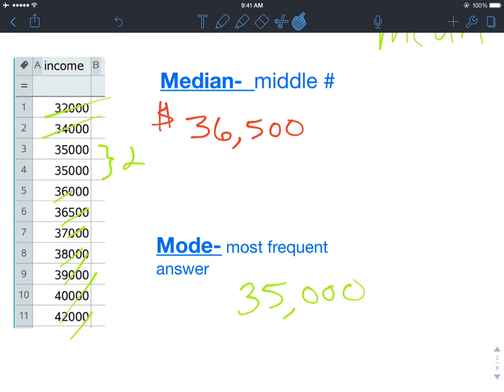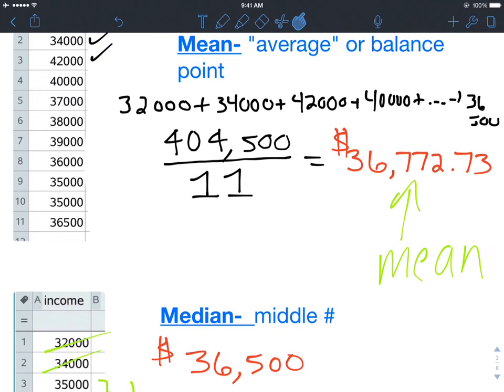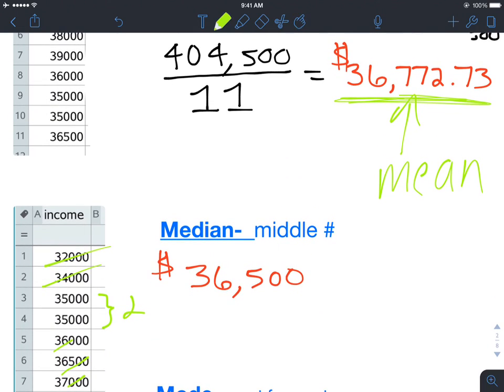So if I'm a newspaper reporter and I want to report, I could use the mean or the median here. Why? Because they're both very, very close in value. They're roughly 200 and some odd dollars off. So either the mean or the median would work.